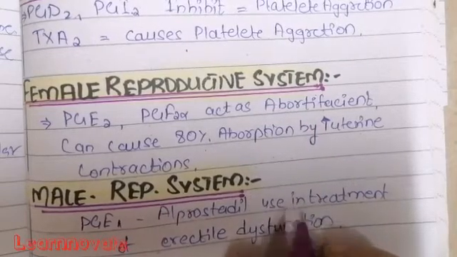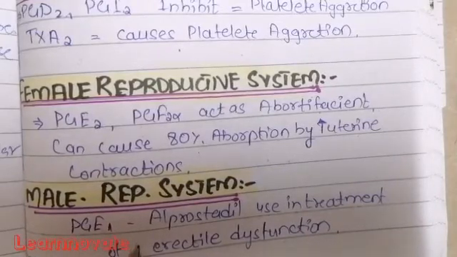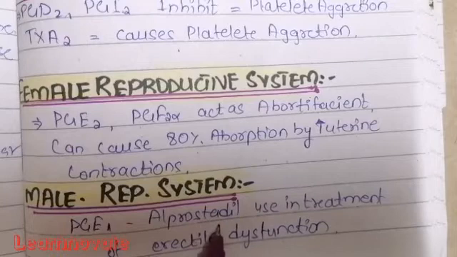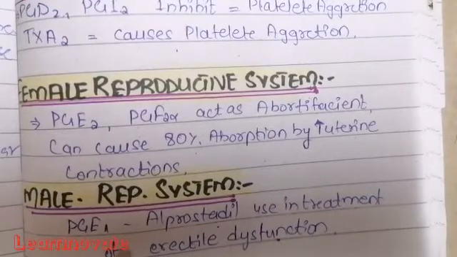In the male reproductive system, among these prostaglandins, mostly prostaglandin E1, pharmacologically called alprostadil, is used in the treatment of erectile dysfunction in impotent men. So there it may be helpful and it may provide a therapeutic effect.